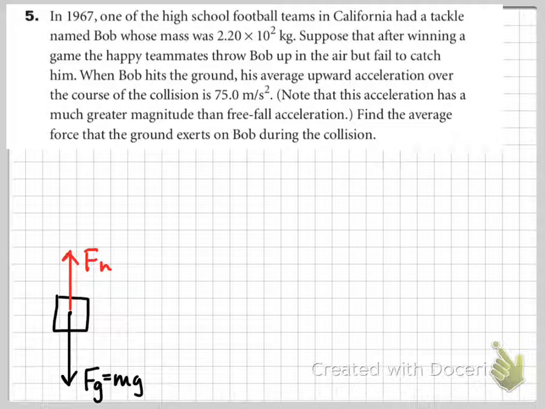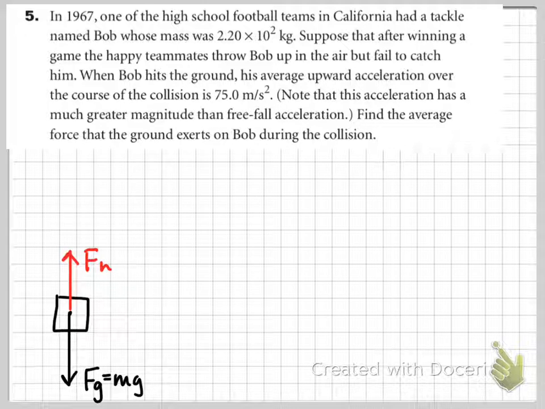So we've got Bob, who's a big guy, and after winning, the happy teammates throw him up in the air but don't catch him. He hits the ground. Ouch. And his average upward acceleration over the course of the collision is 75.0 meters per second squared. This is bigger than free fall.